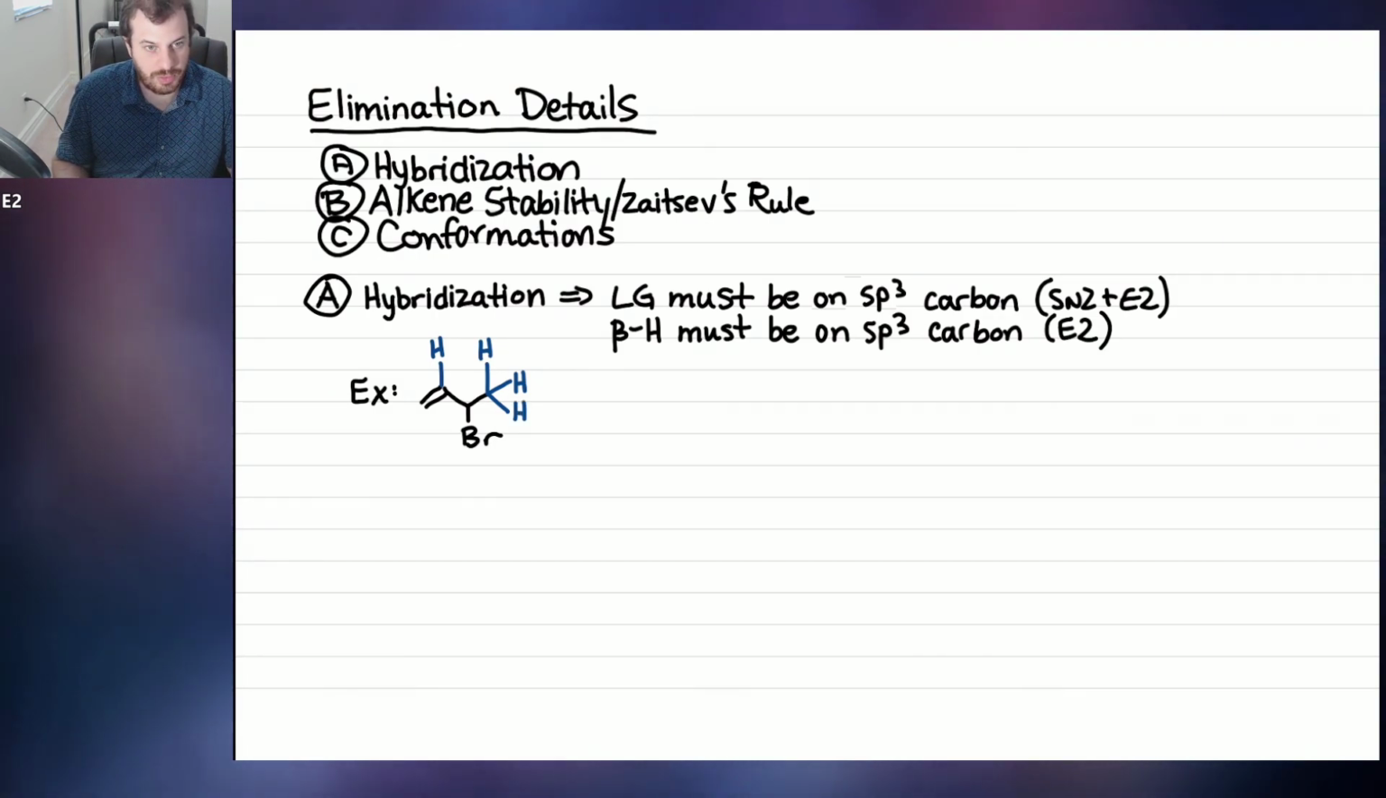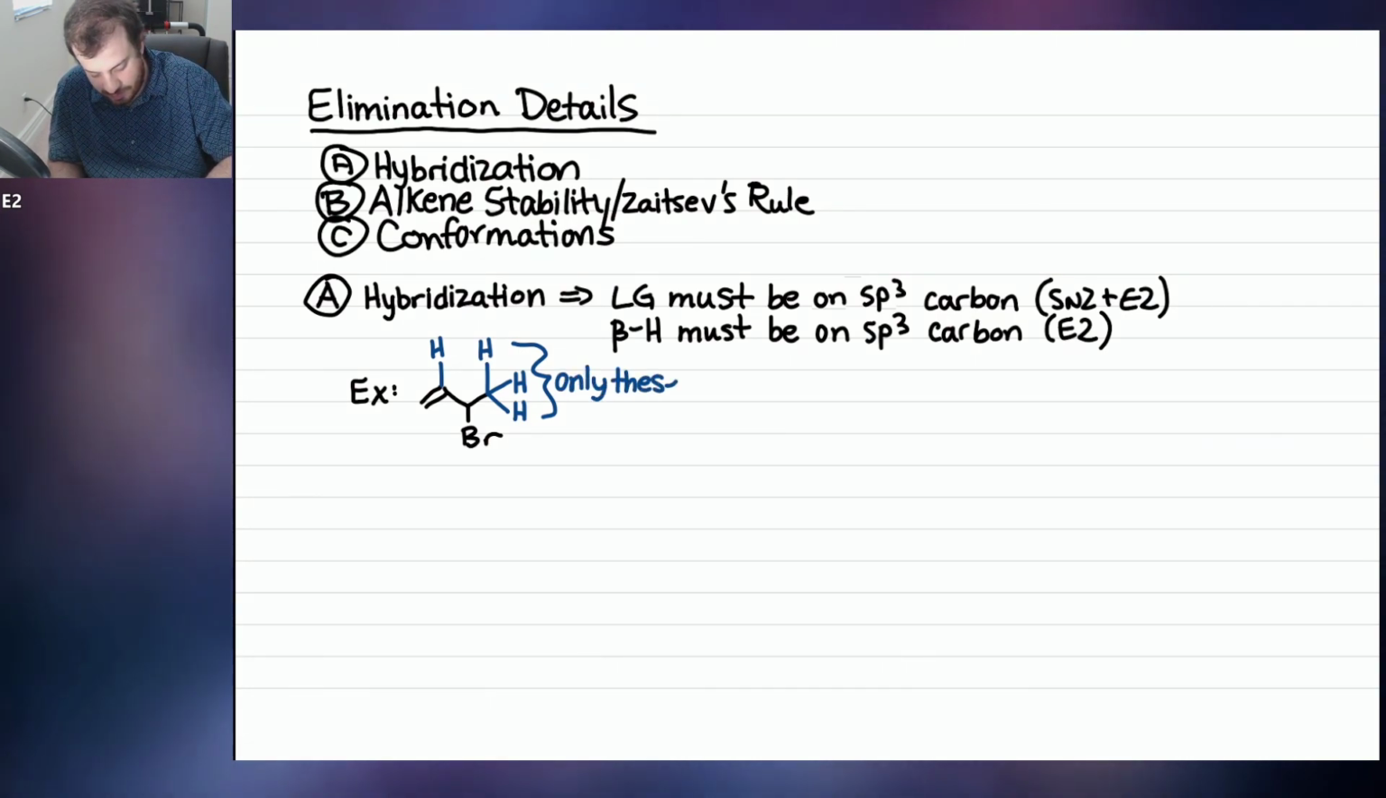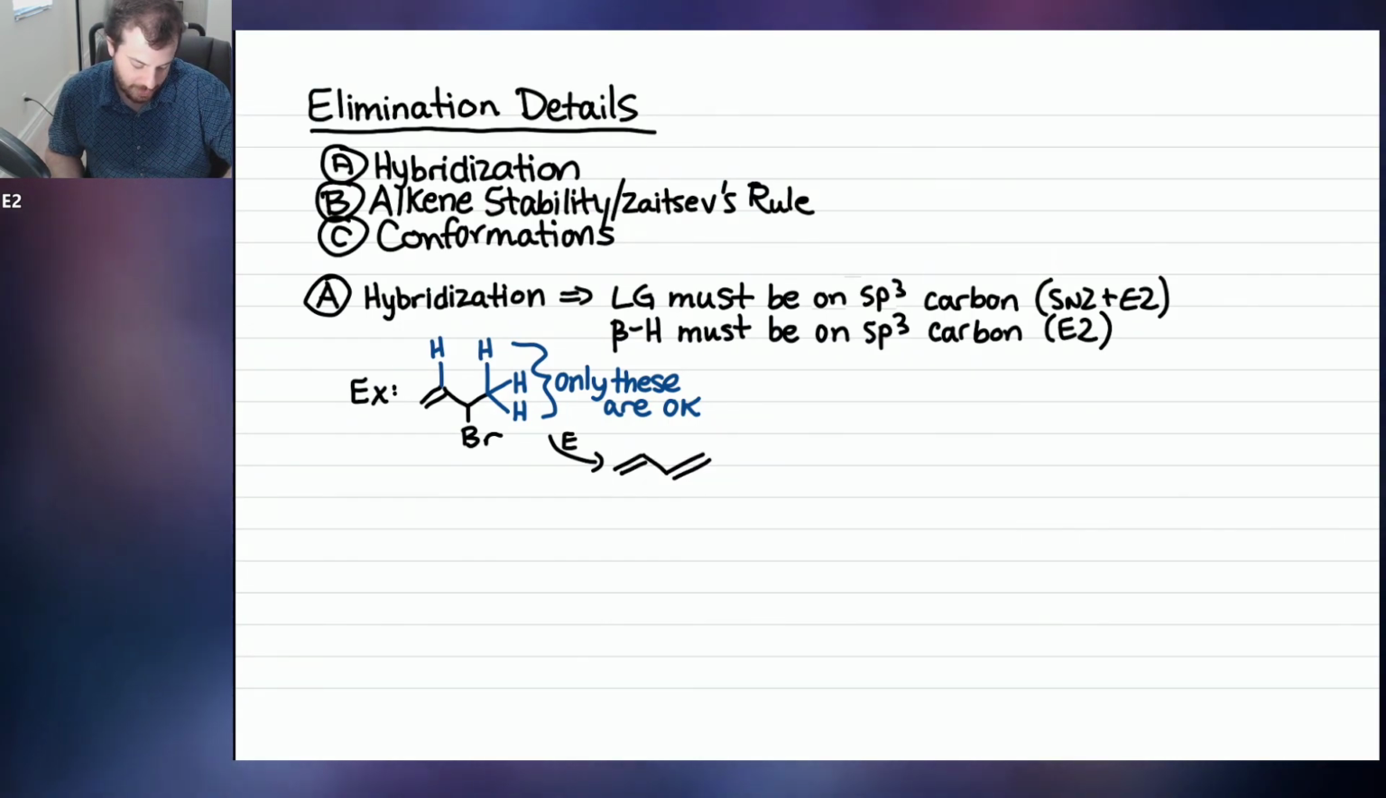And it turns out that only the beta hydrogens attached to the sp3 hybridized carbon are okay. So that means these guys over here, only these are okay. This hydrogen right here is not attached to an sp3 hybridized carbon. It's attached to an sp2 hybridized carbon, so it cannot be eliminated in an E2 reaction. So only the right hydrogens can be eliminated, which means the alkene is only going to be formed to the right. So after an E2 reaction, we only form the elimination towards the hydrogens that are sp3 attached. Okay.